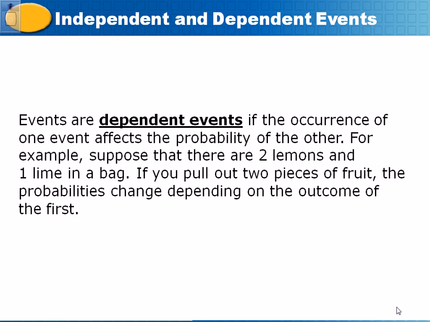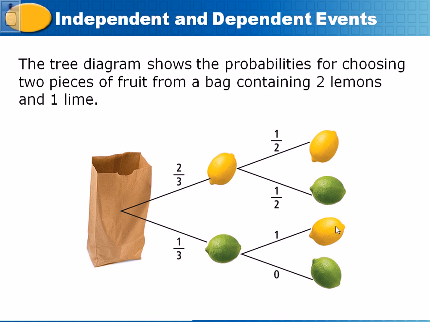Okay, the second definition is also on your sheet. Events are dependent events if the occurrence of one affects the probability of another. So, for this example, we're going to pretend like there are 2 lemons and 1 lime in a bag. Okay? And we're going to pull out 2 pieces of fruit. The probabilities change depending on what I pull out first, don't they? Okay, so let's see how this would look visually.